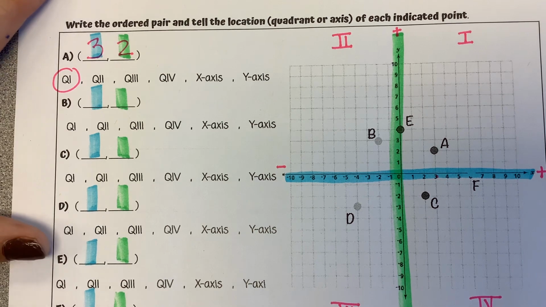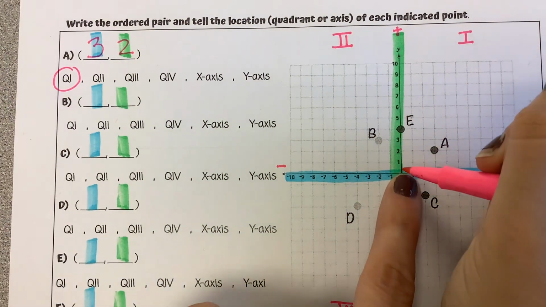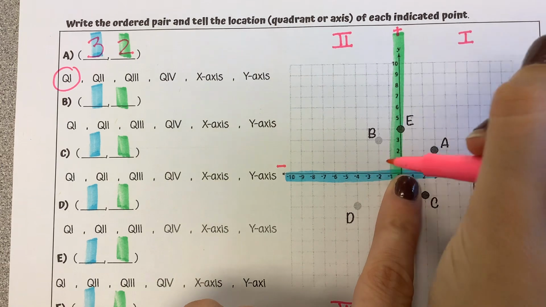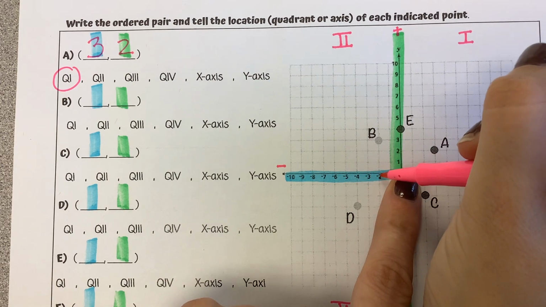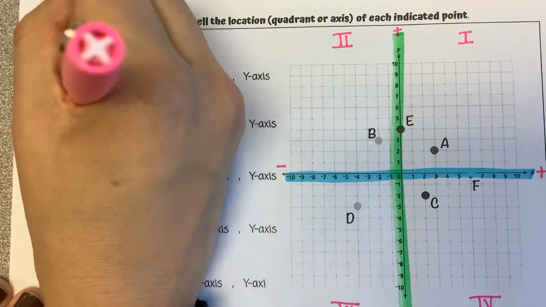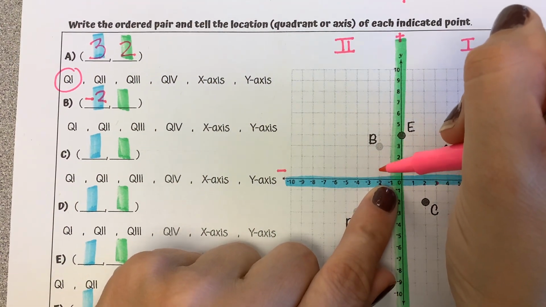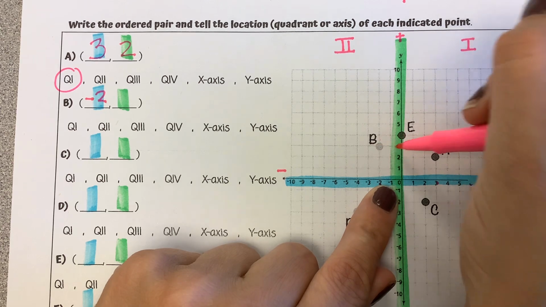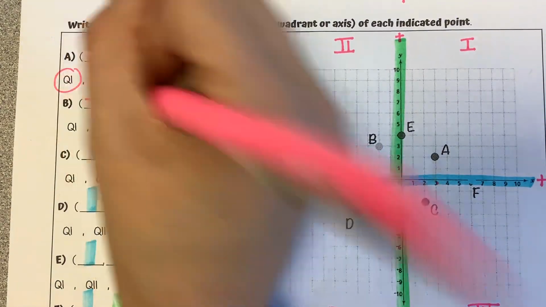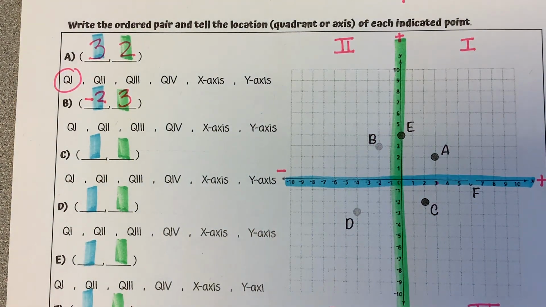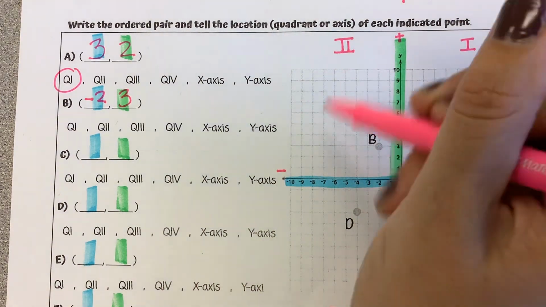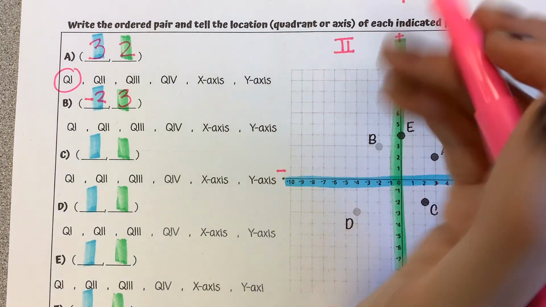Okay, for point B, when you start at the origin, we're going to the left, which is negative. It's at 2 to the left, which is at negative 2. And then it's up 1, 2, 3, so it's at positive 3 for the y value. What quadrant is this in? Quadrant 2.